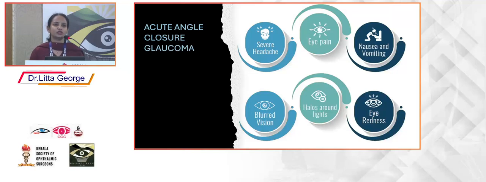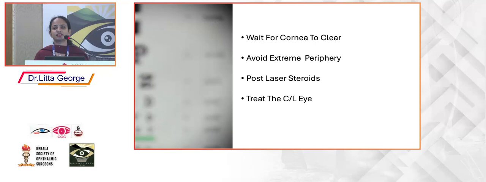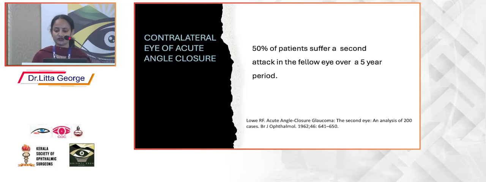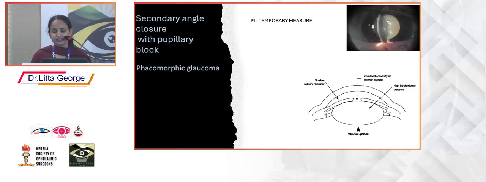Then in acute angle closure glaucoma, definitely you have to do a laser iridotomy, but it may not be possible on the first day because you have an edematous cornea. So initially treat the patient with IV mannitol, oral acetazolamide, topical anti-glaucoma medications and steroids. And once the cornea clears, you have to do a laser iridotomy. Avoid extreme periphery because the AC is very shallow and you are likely to get corneal burns. Give post-laser steroids, and always treat the contralateral eye because around 50% of the patients suffer a second attack in the fellow eye over a 5-year period.